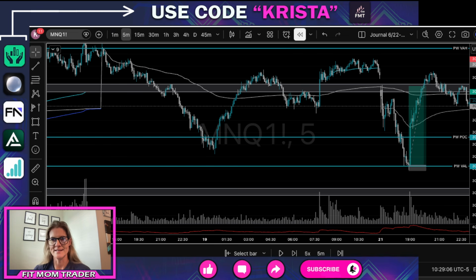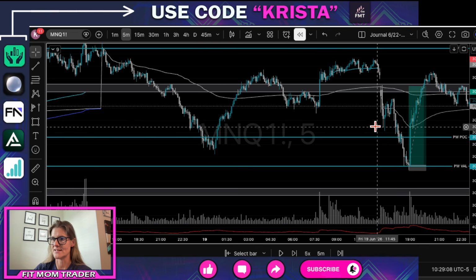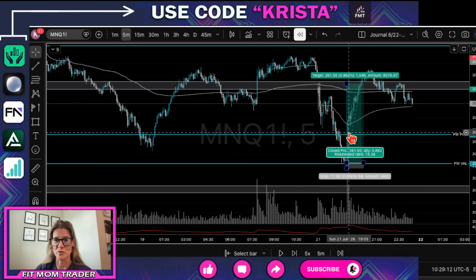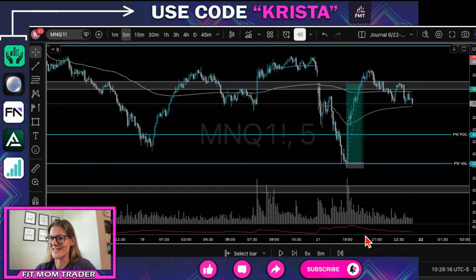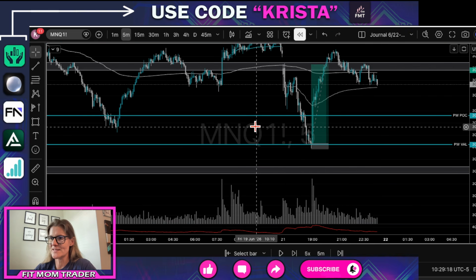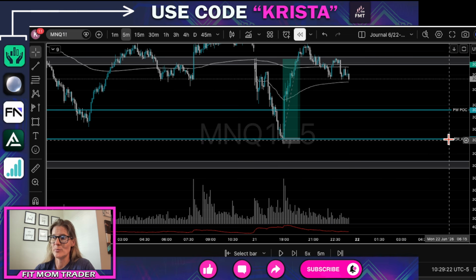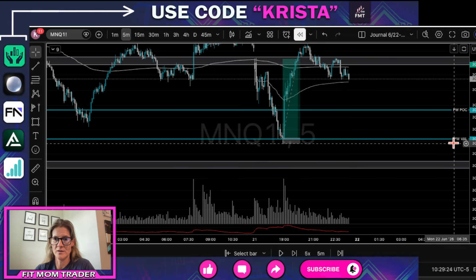All right, so let's take a look at a good example. This is actually a trade that I took on Sunday night, June 21st, sorry, last weekend. This was a key level. So step number one, we had a key level. This was previous week value area low.